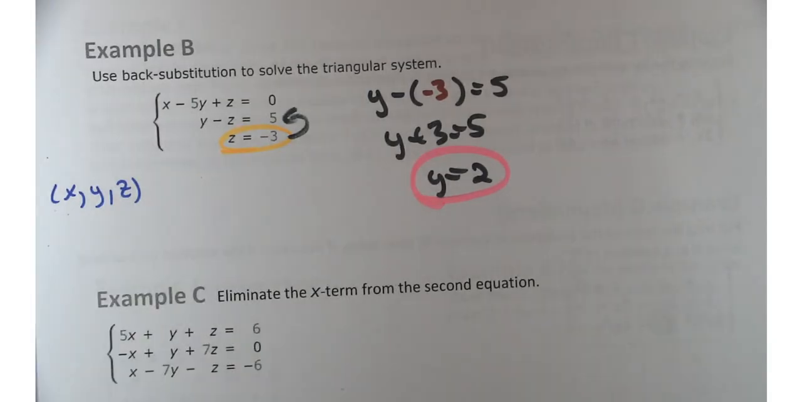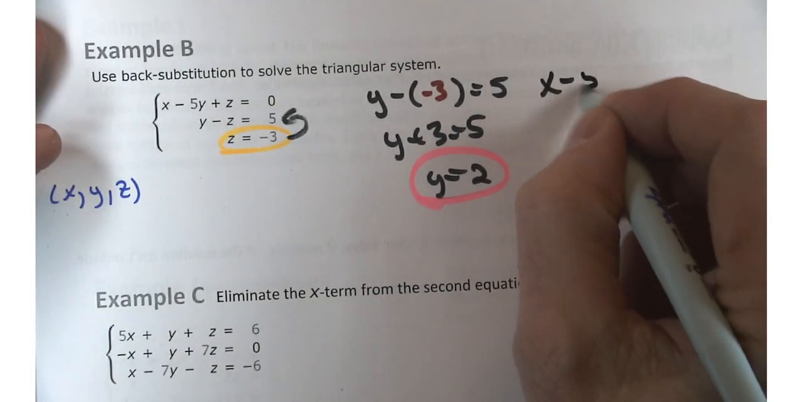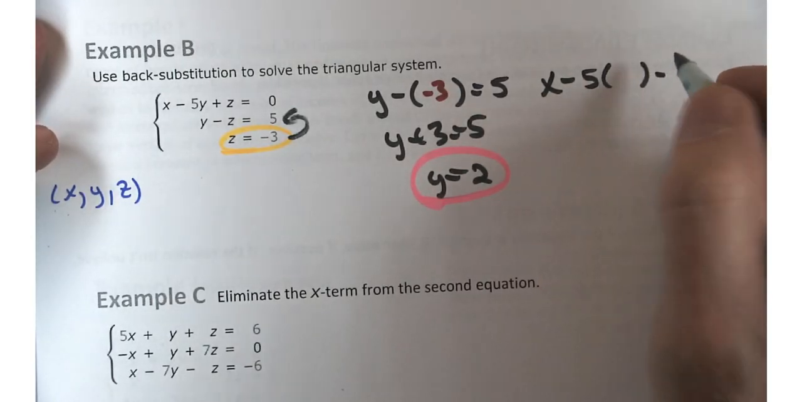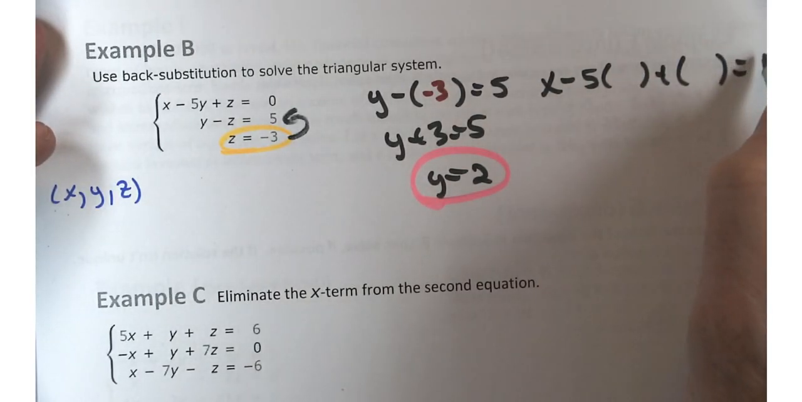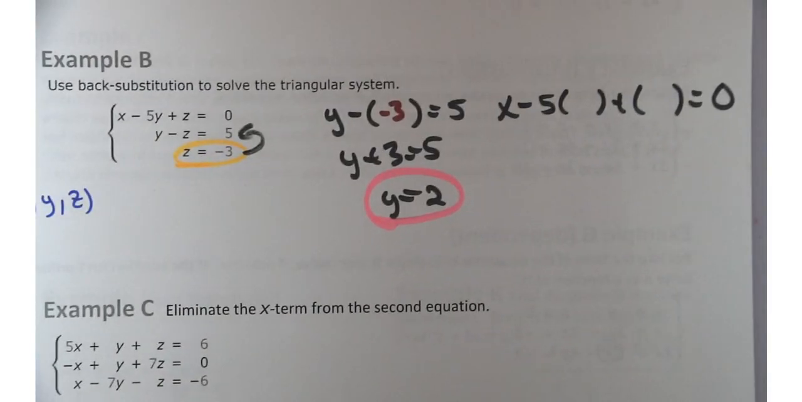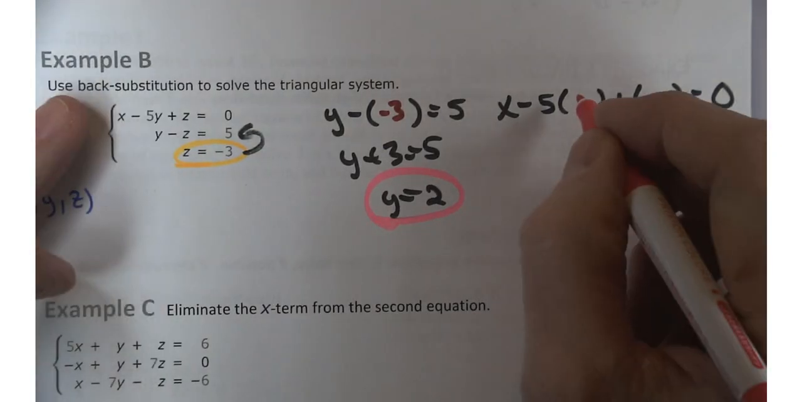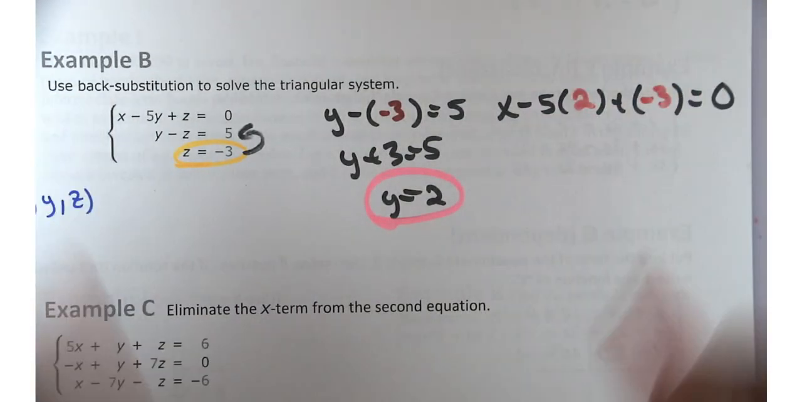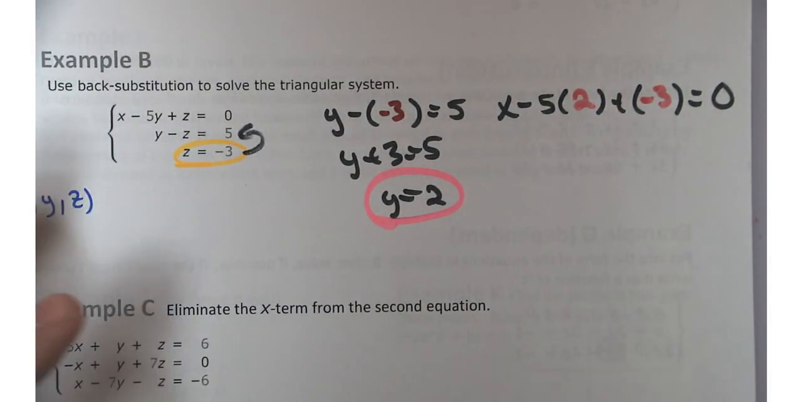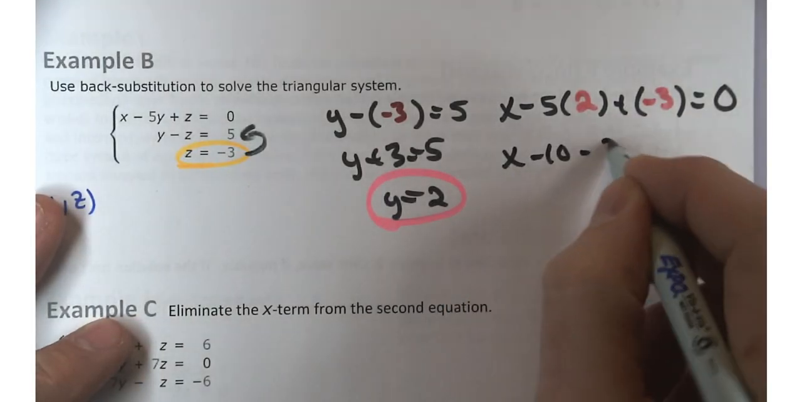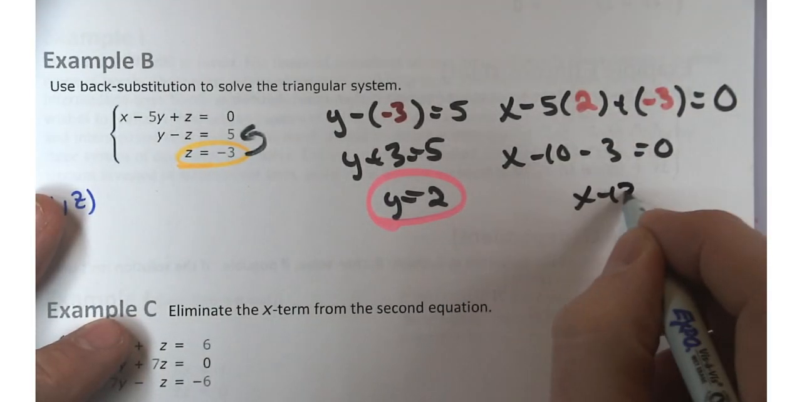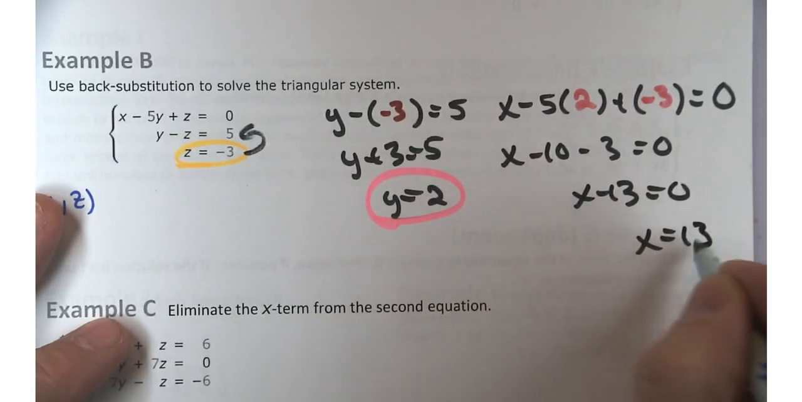Yeah, plug it into the top equation and find X. So in this case, it's going to be x minus 5 times something plus z equals 0. So let's plug in those somethings. And in this case, it's going to be a 2 and a negative 3. So I'll get x minus 10 minus 3 equals 0, or x minus 13 equals 0, x equals 13. Yay!